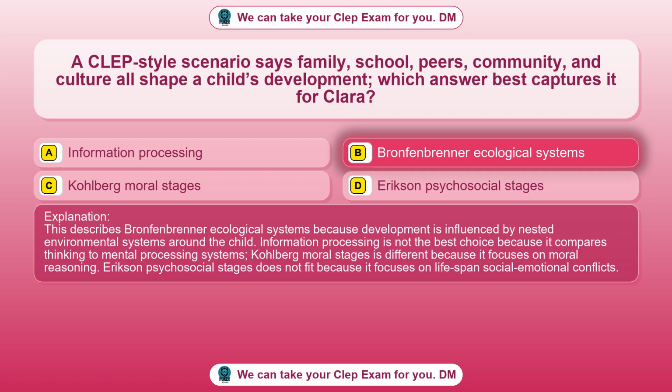This describes Bronfenbrenner ecological systems because development is influenced by nested environmental systems around the child. Information processing is not the best choice because it compares thinking to mental processing systems. Kohlberg moral stages is different because it focuses on moral reasoning. Erikson psychosocial stages does not fit because it focuses on lifespan social emotional conflicts.